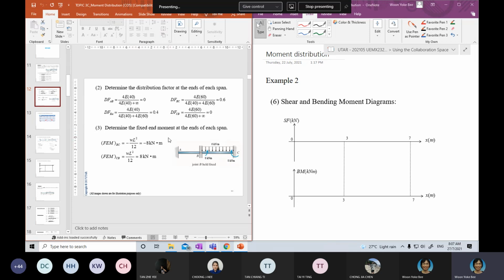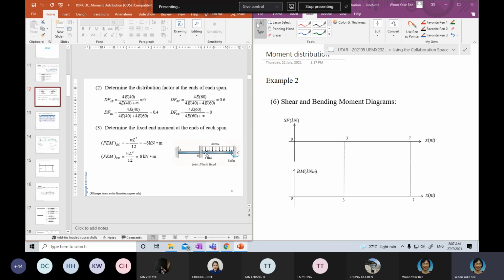And then determine the fixed end moments if there are any loads acting along the member itself, because we are basically looking at joints only. We transfer every applied load to the individual joints of each member, and that is how we actually do the analysis.